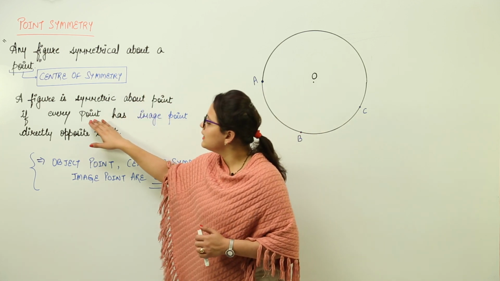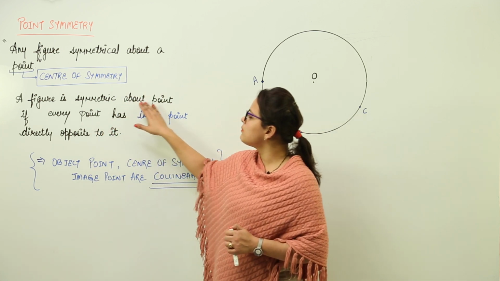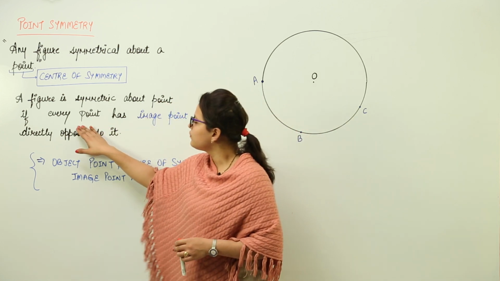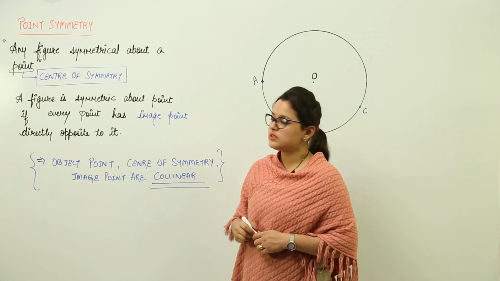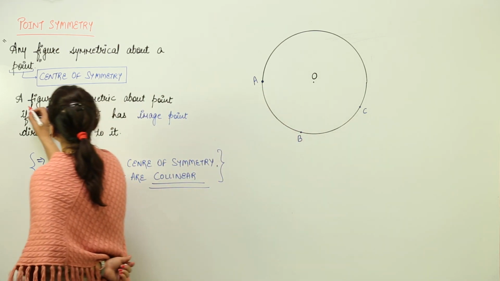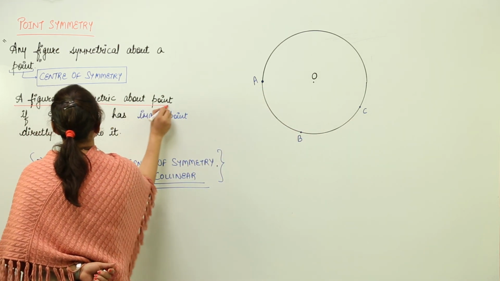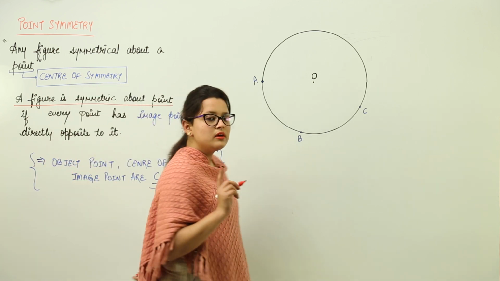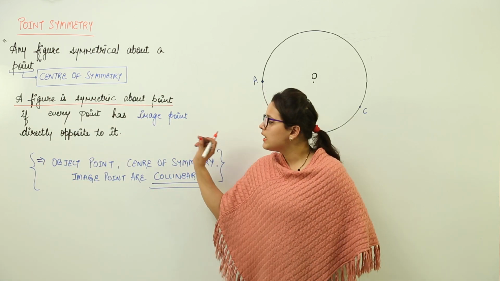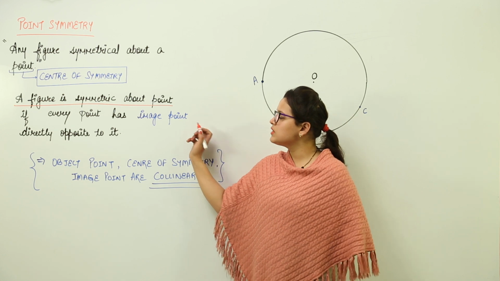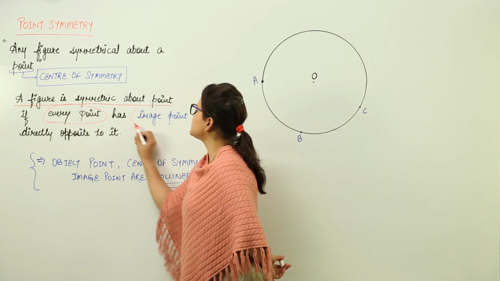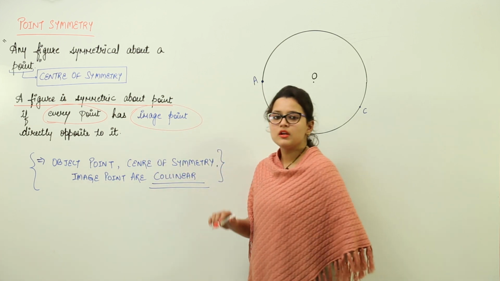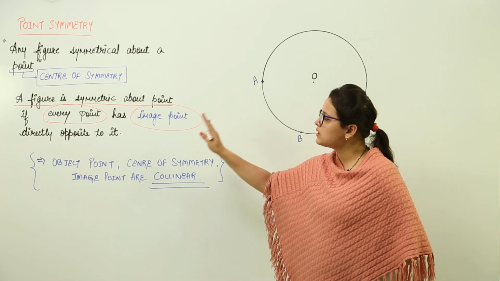We have any figure which is symmetric about a point if every point has an image point directly opposite to it. Now you call a figure symmetric about a point only and only if every point has an image point opposite to it. That means every point must have an image point which is lying opposite to the point that we are considering.